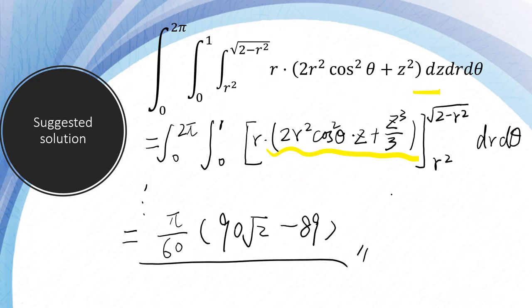So you can do the steps after the tutorial and check your answer. This is not a difficult equation, but it's very complicated, so you need to be very careful. So this is an example on cylindrical coordinates.